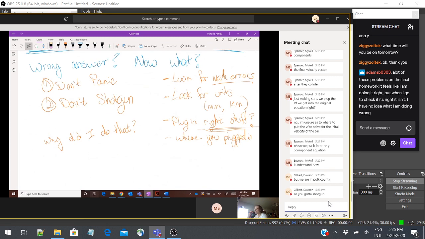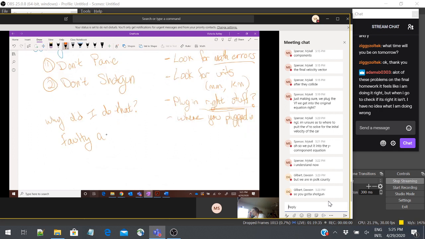And then another thing you can look for is faulty assumptions. Did I assume that it was an equilibrium, like a problem we talked about earlier? Did I assume that it was accelerating and it's not? Did I assume that these two things were the same? Or missing assumptions: is it an equilibrium and I'm not including that information?